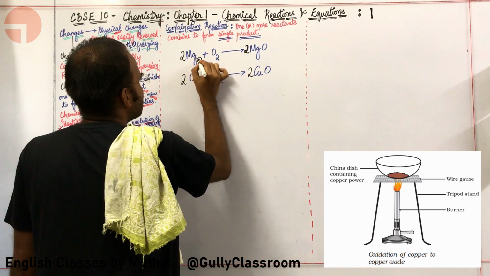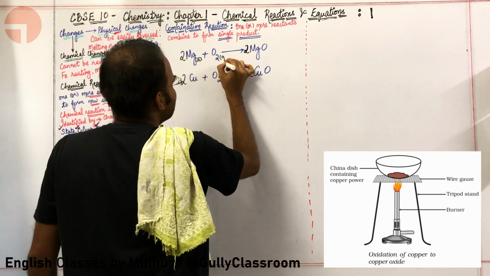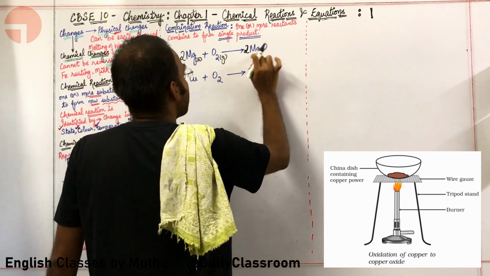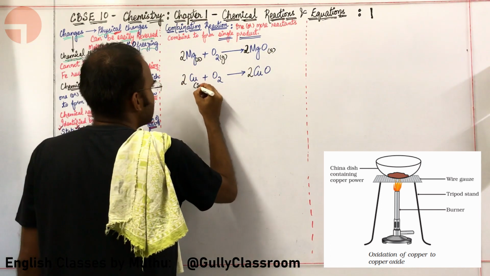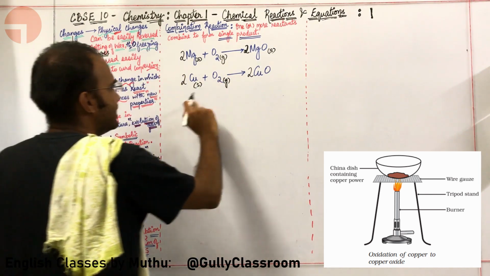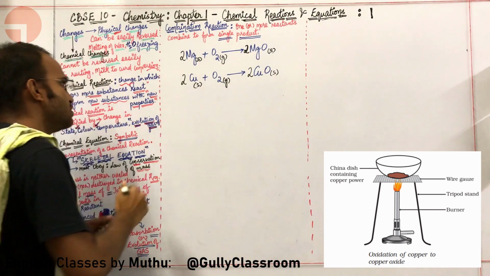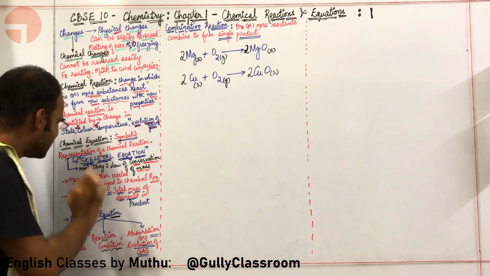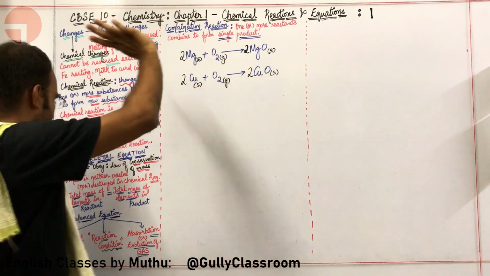Solid. Magnesium here is a solid. When reacting, here oxygen is a gas. What is the physical state of magnesium oxide? Once more, this is a solid. What about copper, sir? Copper is also a solid. Oxygen is a gas and they react to form once more CuO, copper oxide, which is once more a solid. So a balanced equation will show the physical state of the reactants and the products.